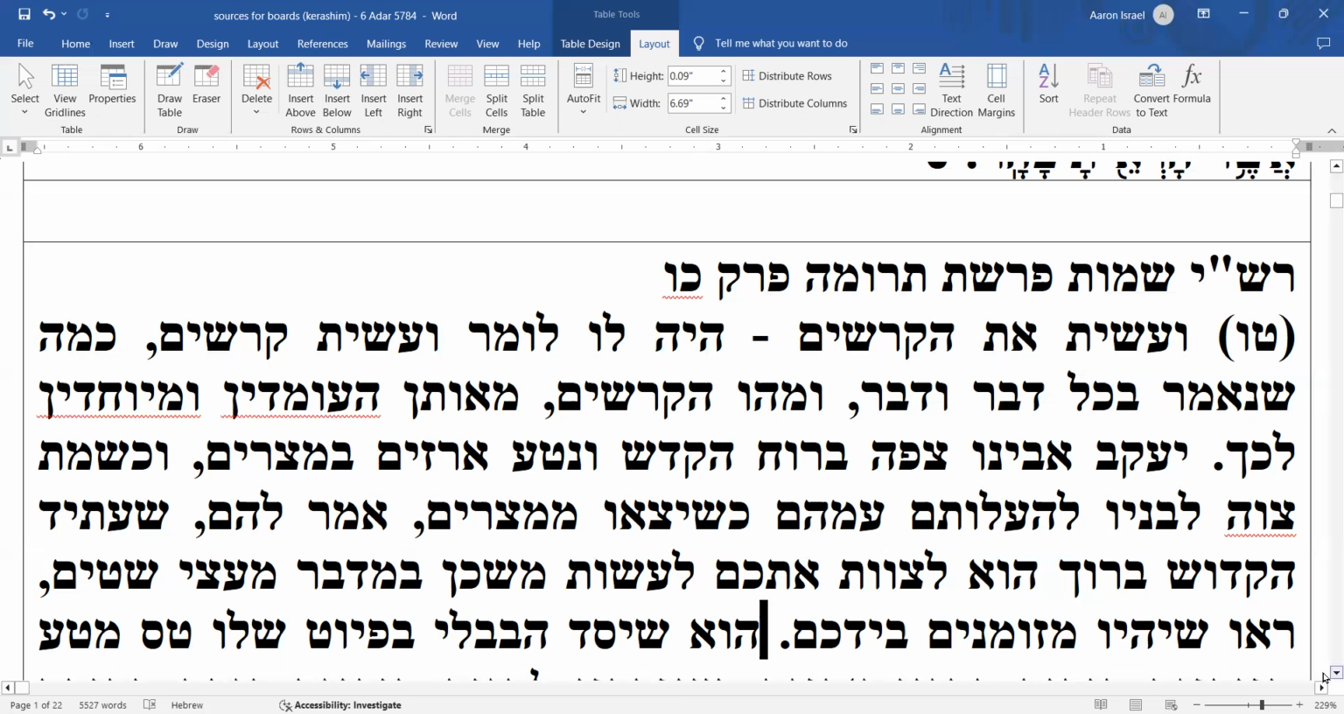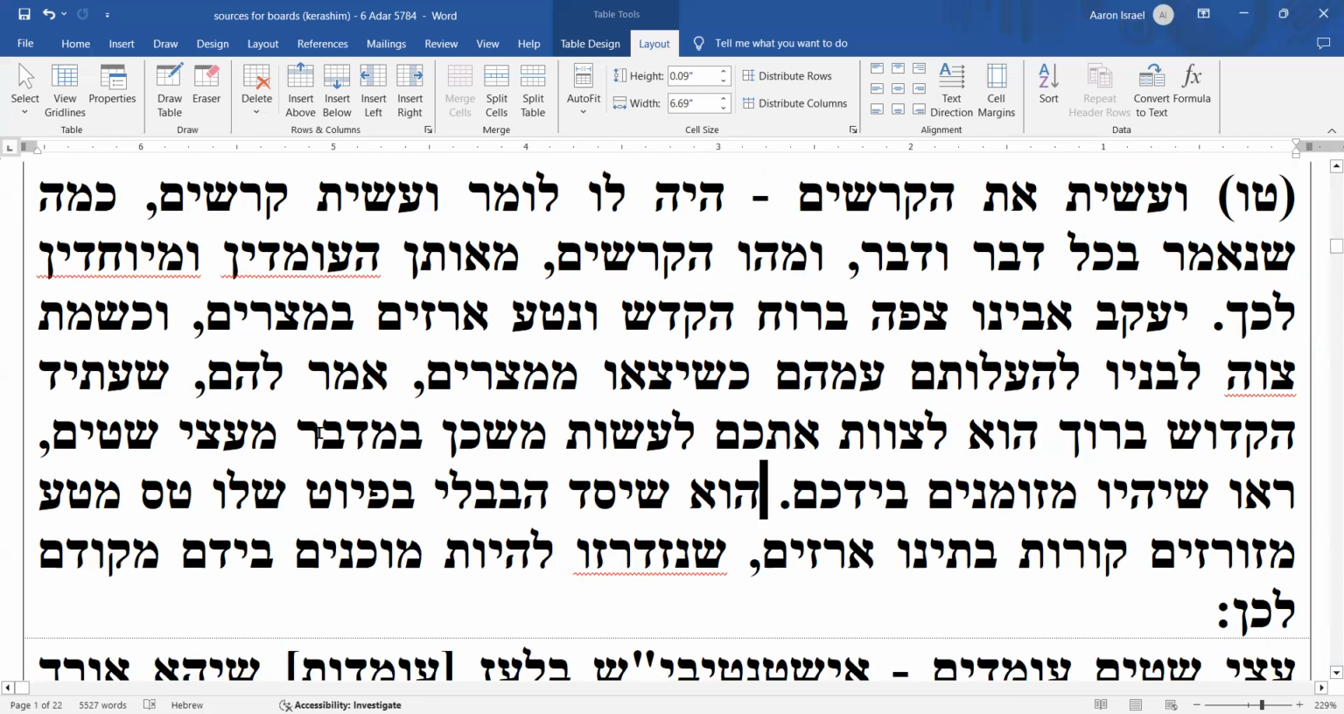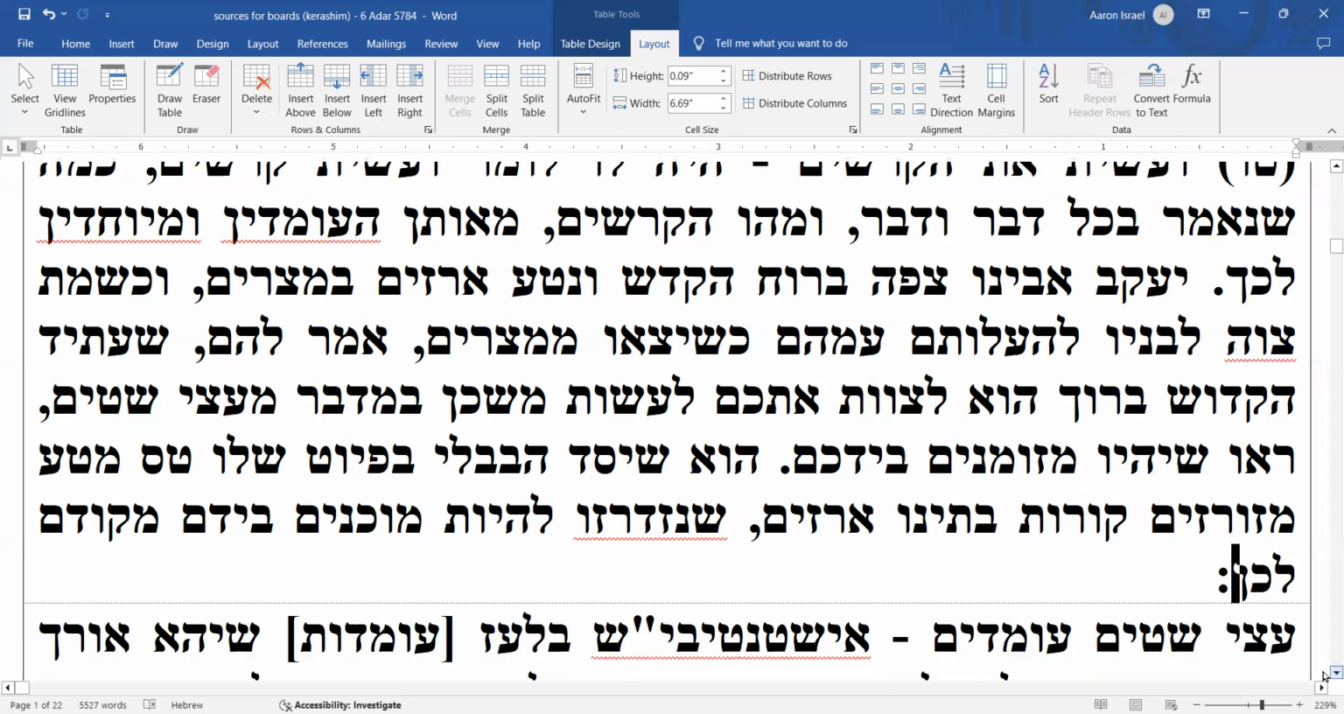And he quotes one of the piyutim, which I wasn't able to find, but it says, Mizurazim korot batenu arazim, that when Yaakov went to Egypt, he already was prepared. He prepared all of the arazim that would be needed. So these trees were all ready and prepared before they left.